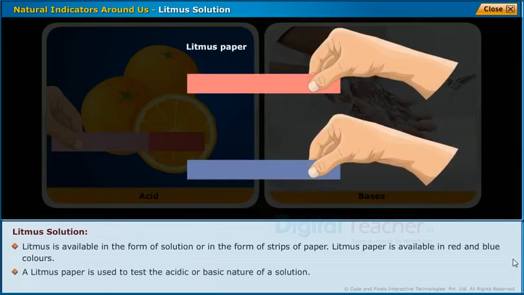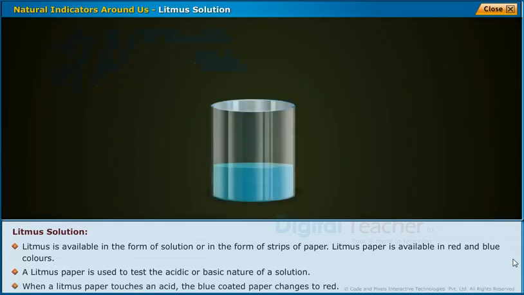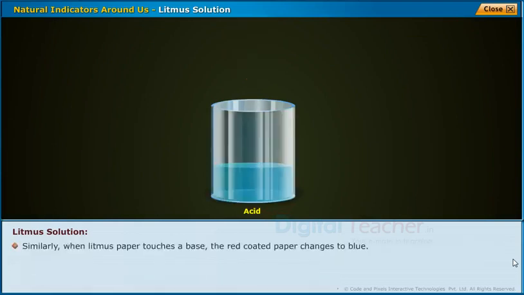A litmus paper is used to test the acidic or basic nature of a solution. When a litmus paper touches an acid, the blue-coated paper changes to red. Similarly, when litmus paper touches a base, the red-coated paper changes to blue.